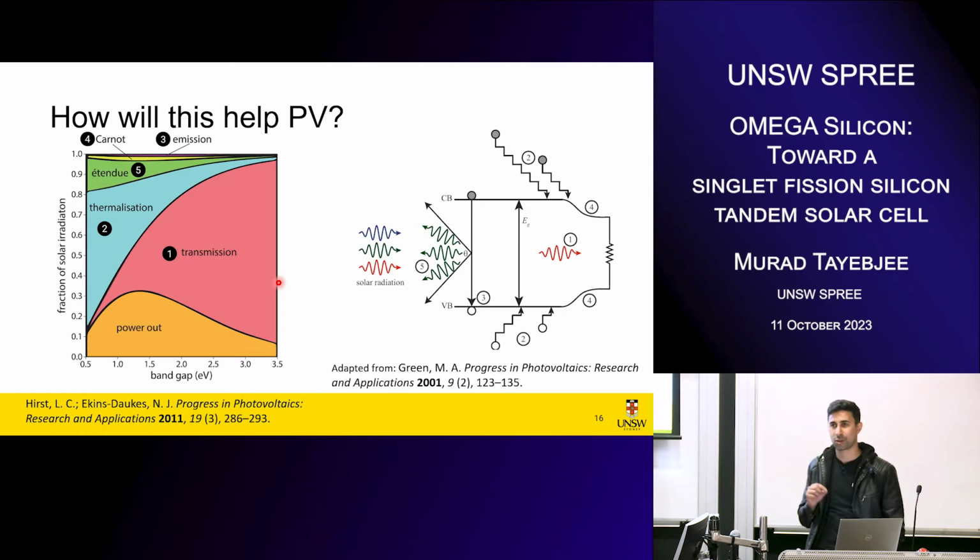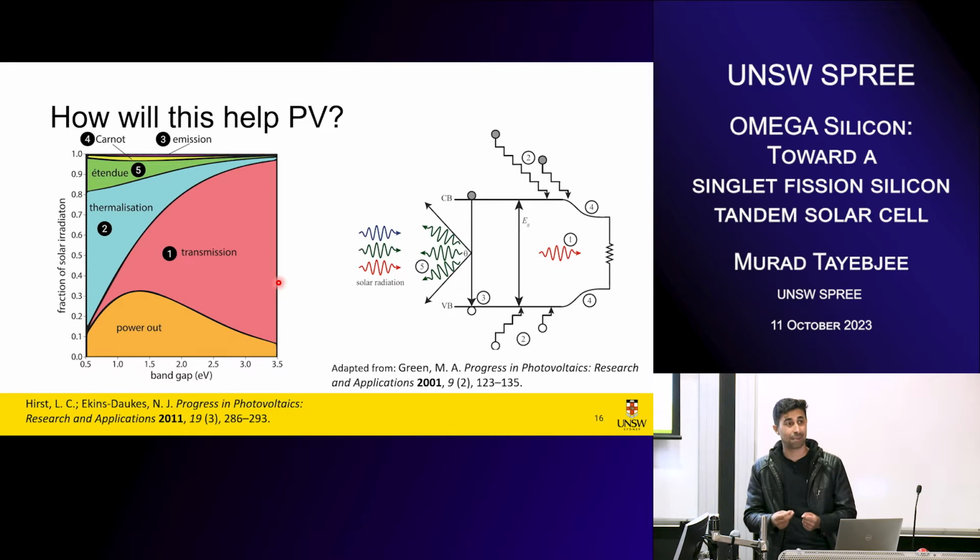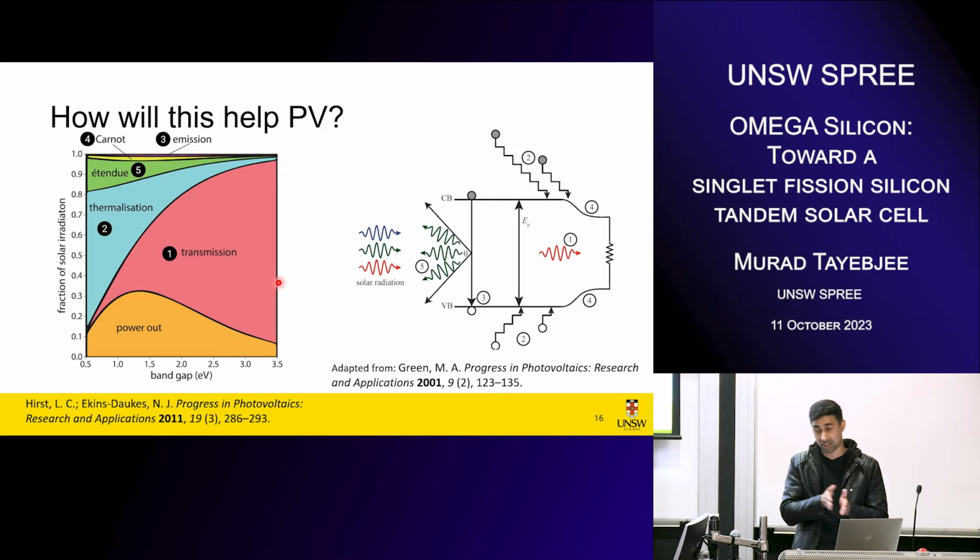Transmission is not actually the correct word, as I've been told by Ned, but I haven't updated this slide. It should be called below band gap losses, because indeed those photons are actually absorbed. Those low energy photons are absorbed. They just don't produce electrons in the conduction band. So imagine that I didn't say transmission here and that it's just below band gap losses.